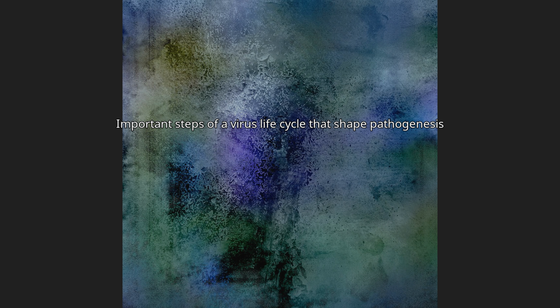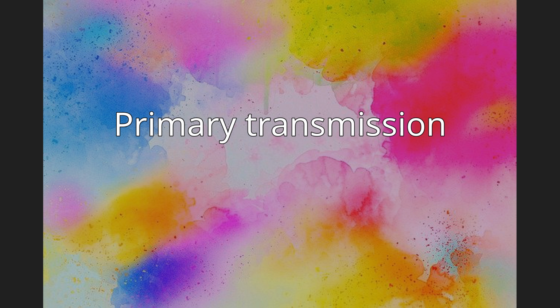Important steps of a virus life cycle that shape pathogenesis: transmission from a host with an infection to a second host, entry of the virus into the body, local replication in susceptible cells, dissemination and spread to secondary tissues and target organs, secondary replication in susceptible cells, shedding of the virus into the environment, and onward transmission to a third host.